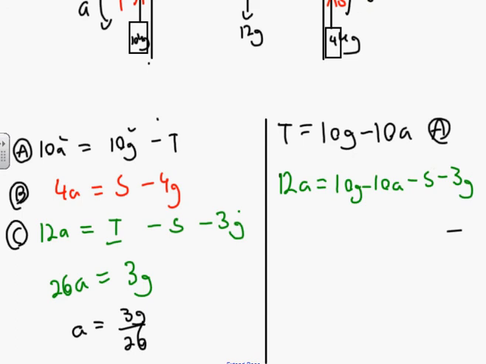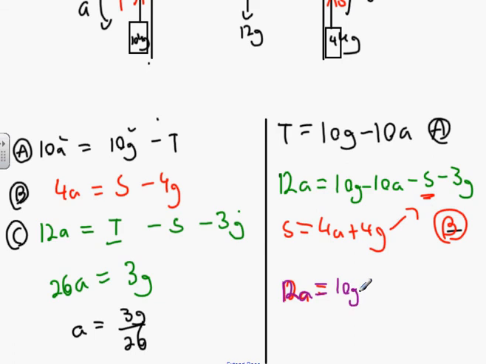Then I'm going to go across to equation B, and I'm going to get s on its own. To get s on its own, s equals 4a plus 4g. And now I'm going to get rid of this s using 4a plus 4g, so I'm going to get 12a equals, so I use a neutral colour now, 12a equals 10g minus 10a minus s, which is going to be minus 4a minus 4g minus 3g.